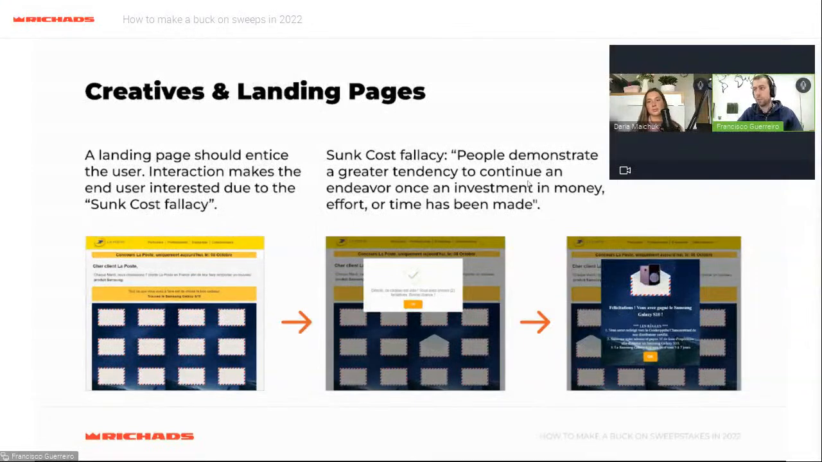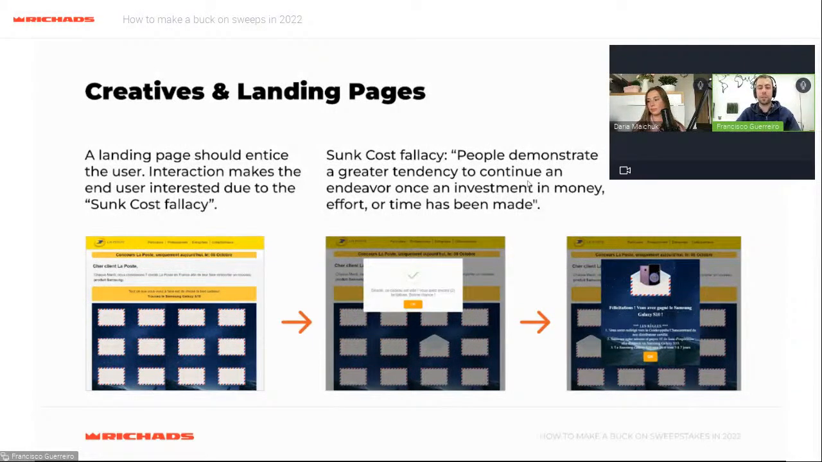And the reason why this works is because of something called the sunk cost fallacy. For those of you who don't know what it is, it's when people demonstrate a tendency to insist on something once an investment has been made. This is not just in business. This happens in your personal relationships, in work, in hobbies, etc. It's when you put effort and time into something, and even if you want to stop, sometimes people continue insisting on it.